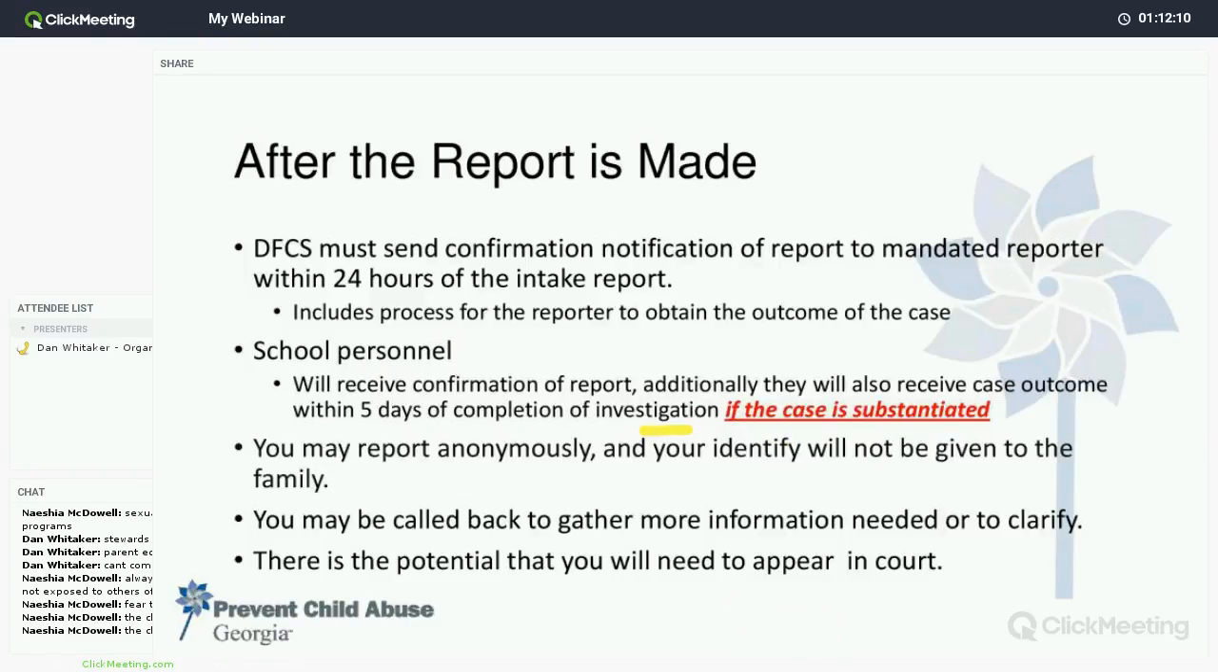And we want to encourage people to give their information. It just helps in investigation of cases. You have eyes and ears on these children more than the caseworkers or law enforcement, so they might need to call you for more information that was not included in the initial report.